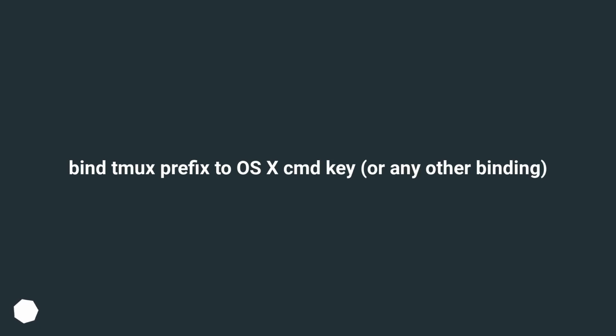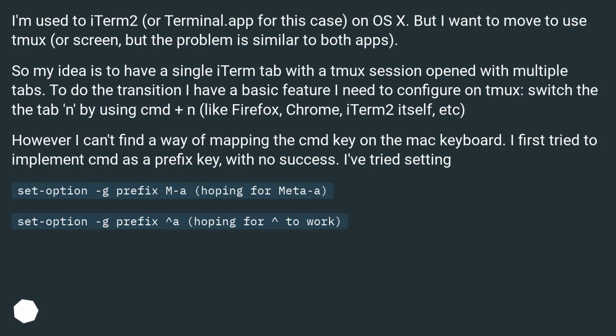Bind tmux prefix to OS X cmd key, or any other binding. I'm used to iTerm2, or Terminal.app for this case, on OS X. But I want to move to use tmux, or screen, but the problem is similar to both apps.